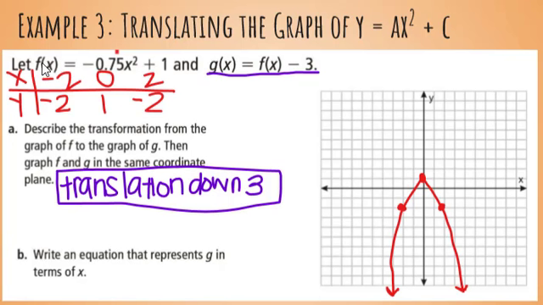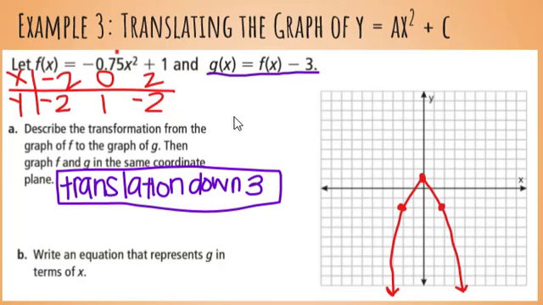So for the next part, we're graphing f of x, and then we need to graph g of x. So I've made a little table here for f of x, and I use negative 2, 0, and 2, just so I can get whole numbers because of this negative 0.75. So I have the points negative 2, negative 3, 0, 1, and 2, negative 2. So those are plotted here, and this red graph is my graph of f of x.